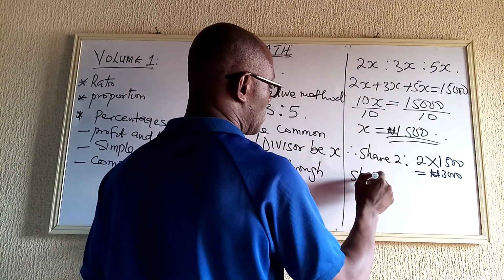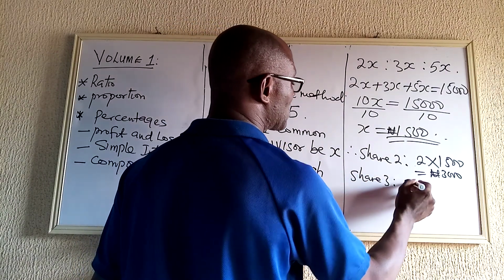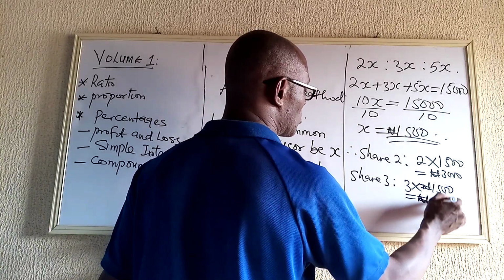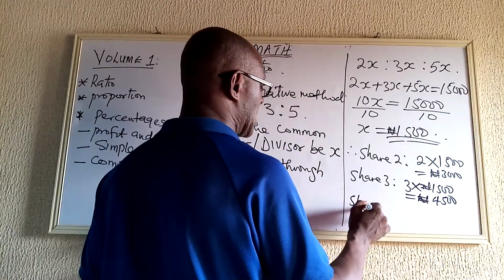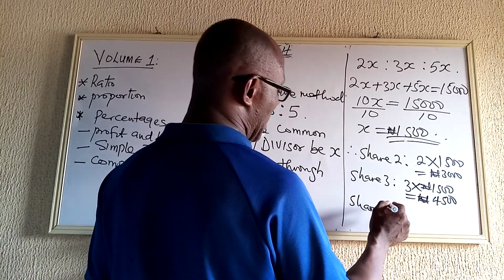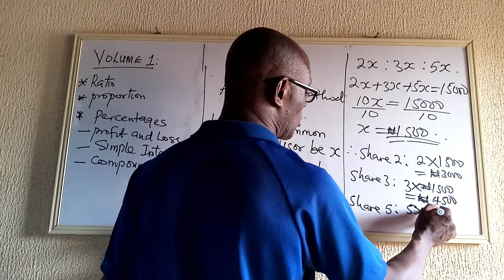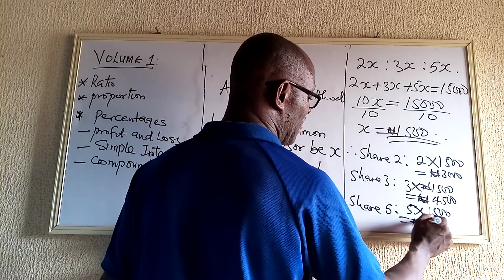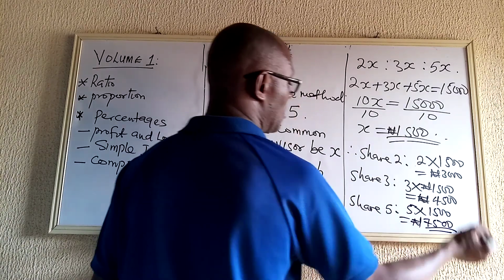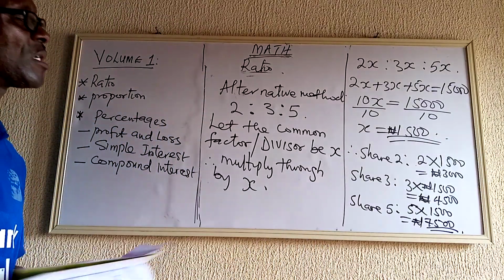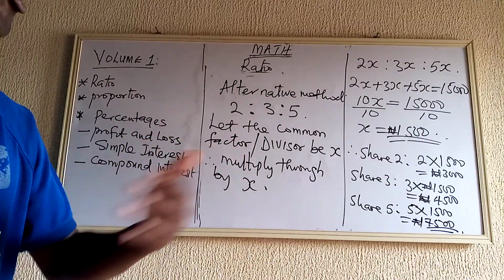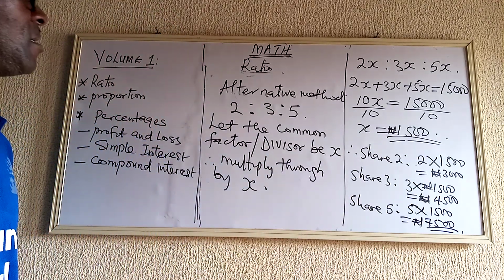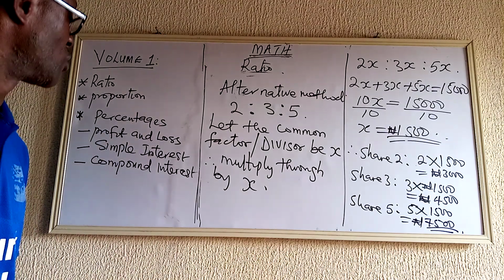Share 3 will be 3 times 1,500, and that is 4,500. Share 5 will be 5 times 1,500, and that will be 7,500. So it now depends on which one is easier for you to understand that you pick from and you master. So this is for you.